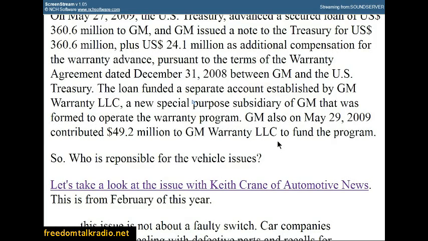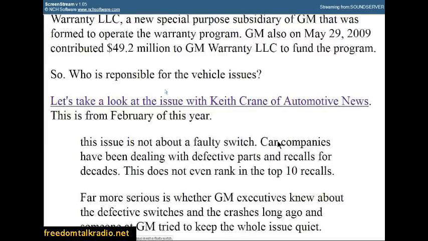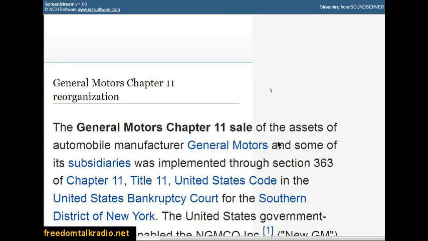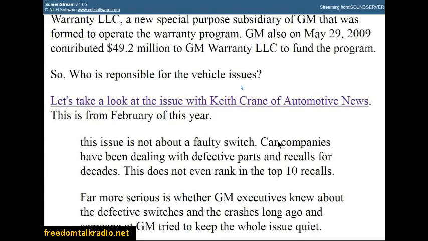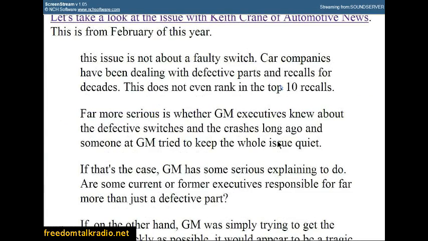Now let's take a look at what Keith Crane of Automotive News said. Let me see here. Nope, I don't have that particular article up at their website. At any rate, there'll be a link up at our website, freedomtalkradio.net, under the Surrounded by Idiots 4514 post on the website.